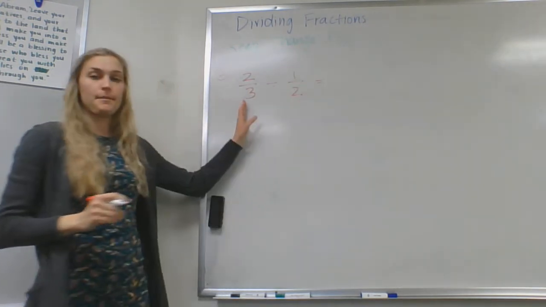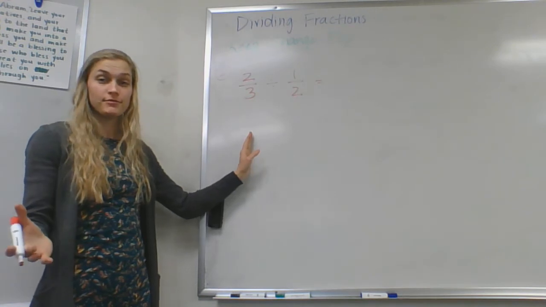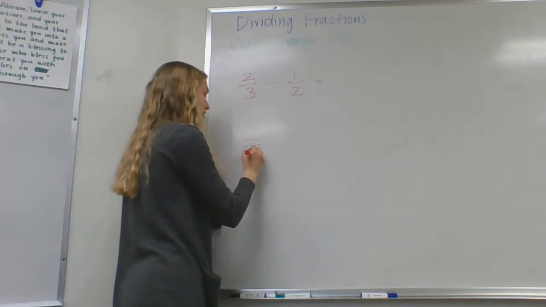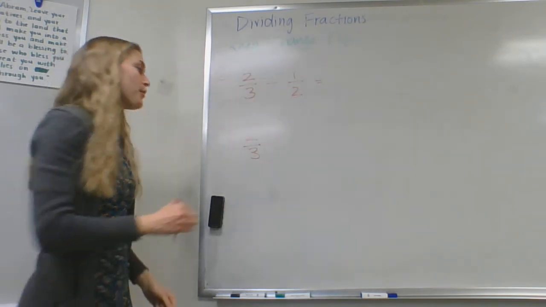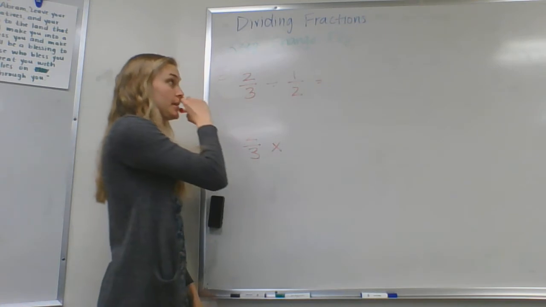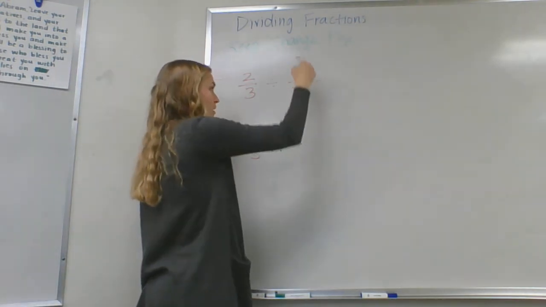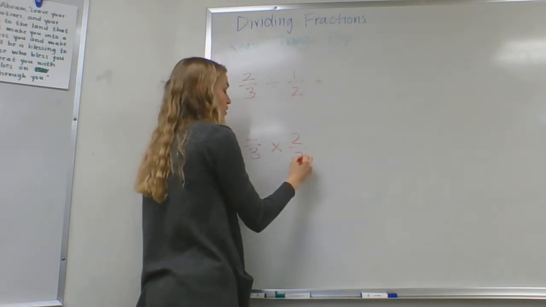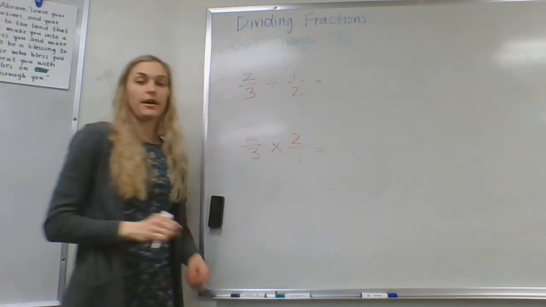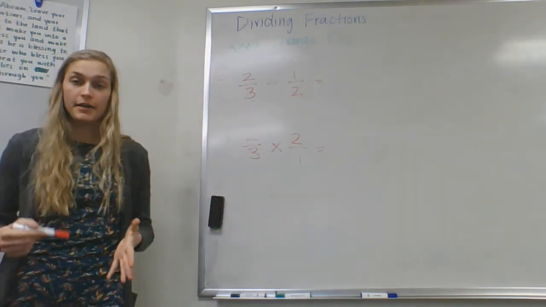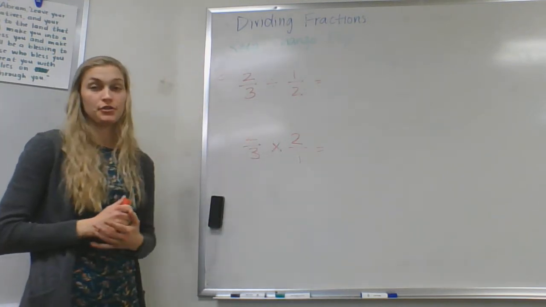Okay, so if we keep 2/3, we should write 2/3. That one's the easiest one, you don't have to do a thing. Then we change, so we change our division to multiplication. And then we flip 1/2. So the 2 on the bottom should now go on the top. 1 on the top should now go on the bottom. All right, so you should have 2/3 times 2/1, because you flipped it, which is equivalent to 2.